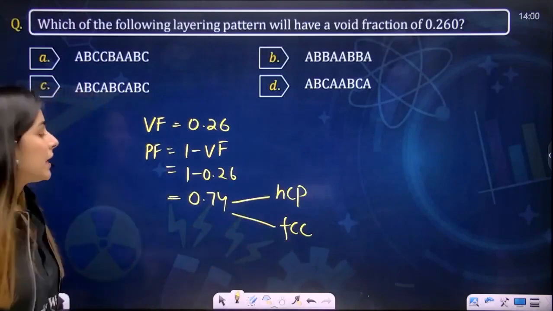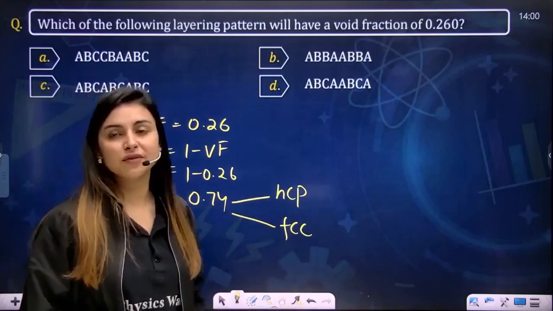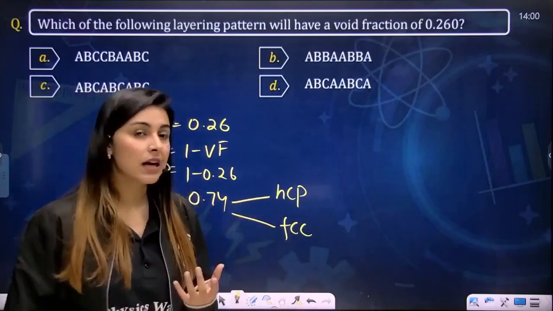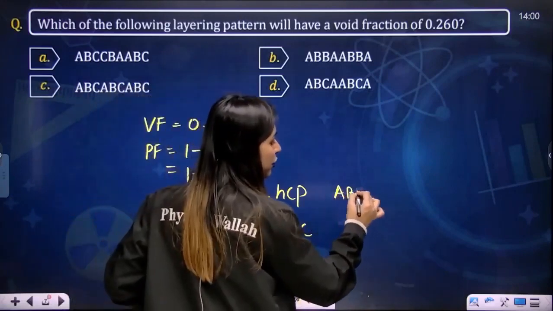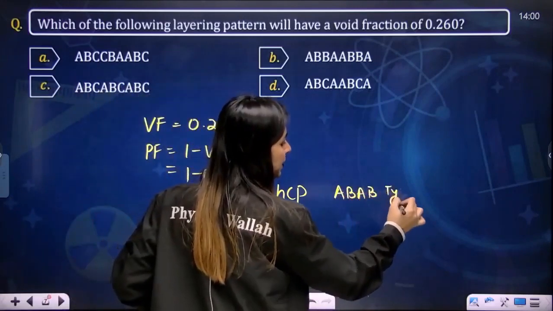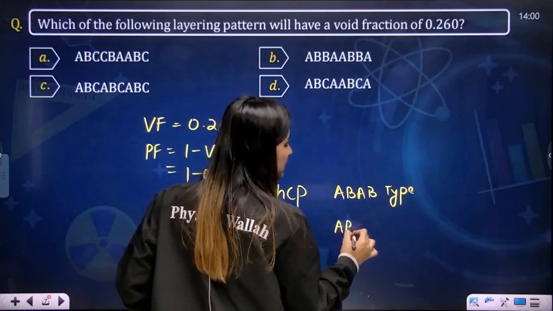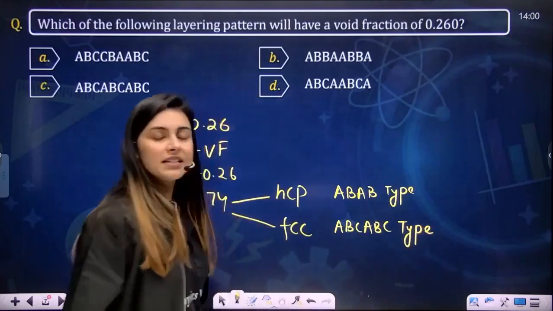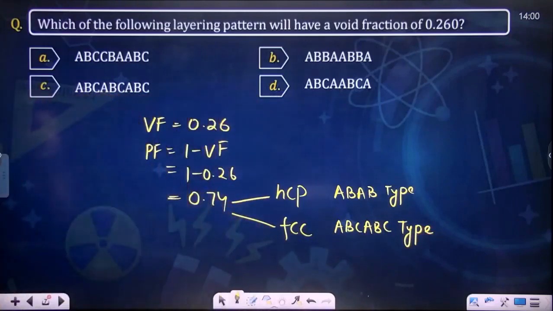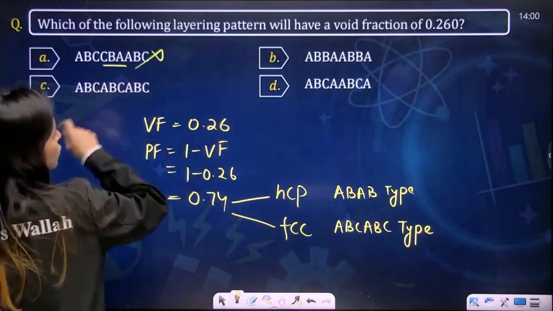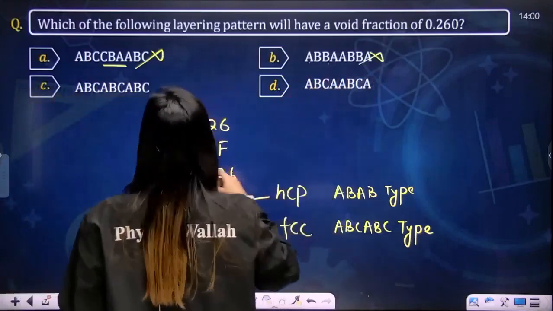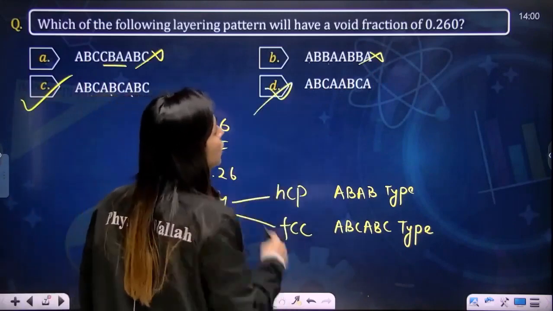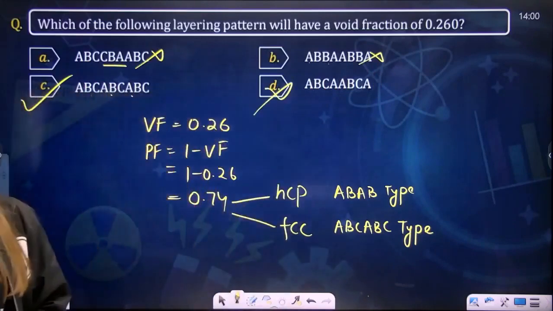Now, my dear students, if HCP and FCC have the packing fraction of 0.74, then it is a close packing. Either it is an AB-AB type of layering, because HCP is AB-AB type layering, or it is an ABC-ABC type of layering, because FCC is ABC-ABC type of layering. So now let's see. It is ABC, then it is CBA. No, this is not the correct answer. ABB, this is not the correct answer. ABC, ABC, ABC. Yes, option C is correct, and this is again wrong, because there is no AB-AB type layering.